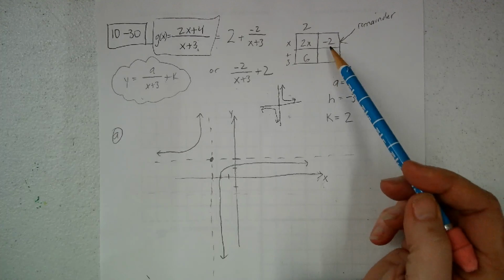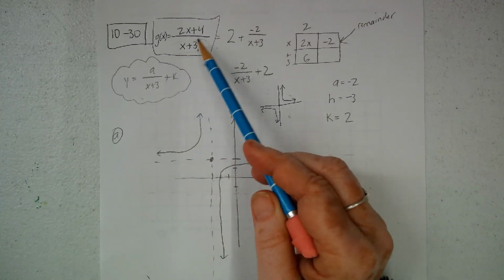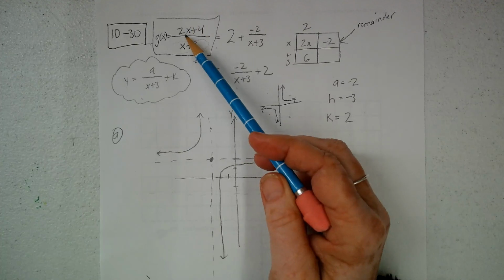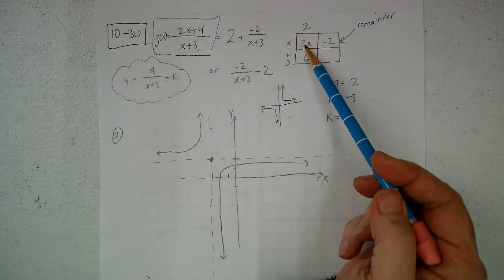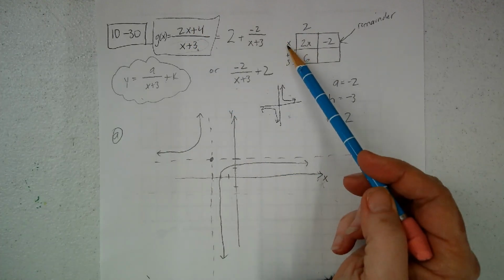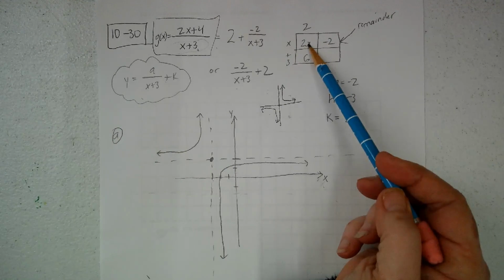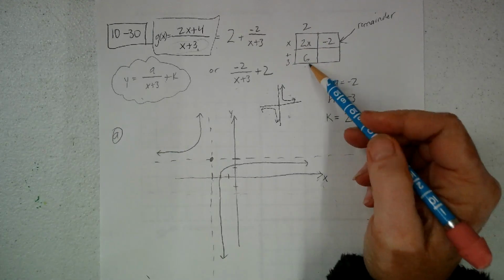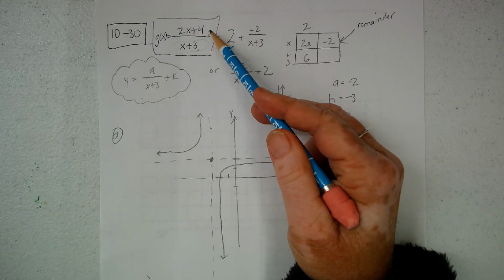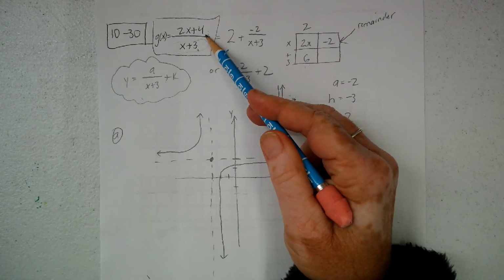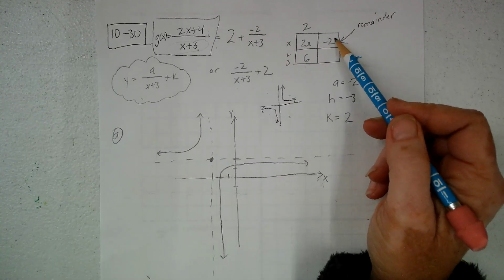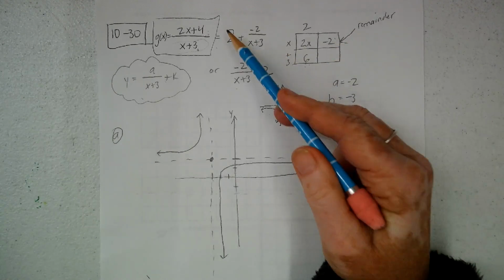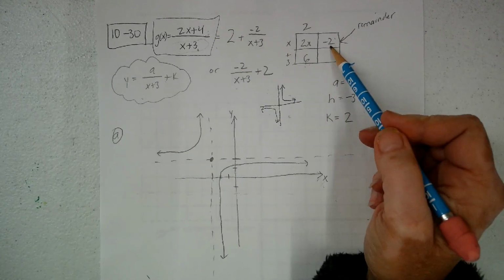So I just used an area model, and this denominator is my divisor, and then I'm dividing into the 2x plus 4. So I put the 2x here, and x times 2 is 2x, and then 2 times 3 made 6, and I need it to be 4, so it didn't go in evenly. There's going to be a remainder. So the thing I need to add to the 6 to get it to be a 4 would be -2.